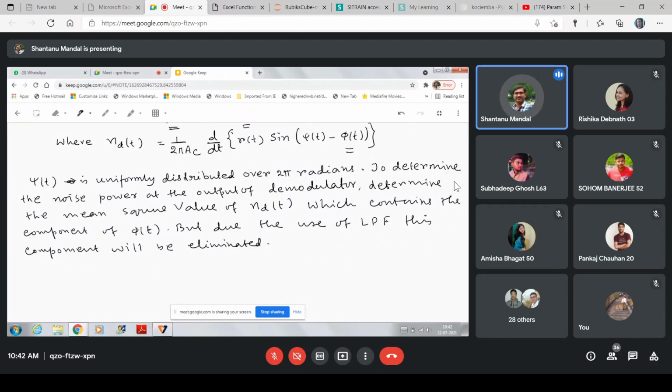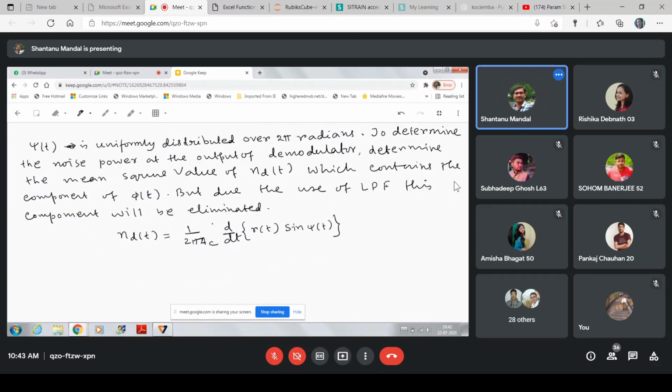Okay, and as a result, the n_d(t) can be written as n_d(t). So n_d(t), that is the output of the receiver, that is the noise output, is 1 by 2 pi A_c into d/dt of r(t) into sine of psi(t).